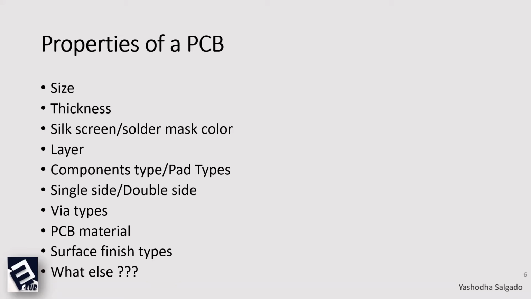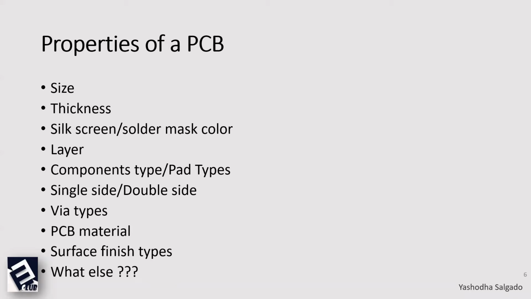Okay, let's continue. Now I'm going to discuss the properties of a PCB. Actually, there are more properties than this, but I'll discuss the basic properties of a PCB here. So the first one is size, and then thickness, silk screen color, solder mask, layers, component types, and wire types, PCB material, and surface finish types.